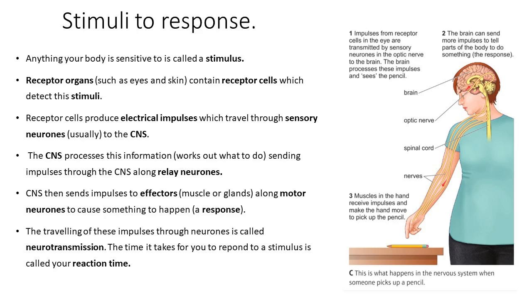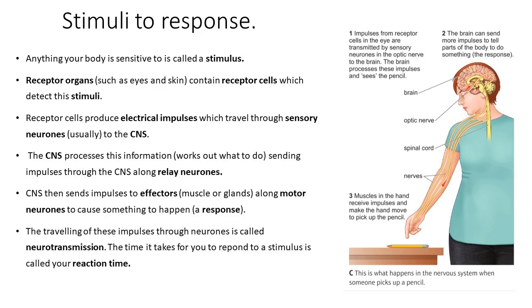So when one of your receptor organs, such as your skin, comes into contact with something in its surroundings, a stimulus, the receptor cells in that organ detect that stimulus and create electrical impulses which travel through your sensory neurons to your central nervous system via your spine, which is part of your central nervous system, up to your brain.